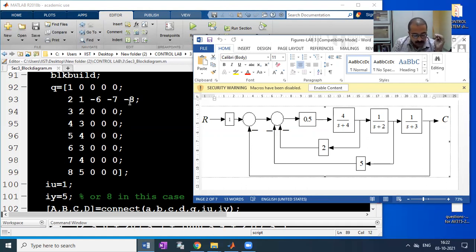Of course, you can write this in any order. You can write, say, -6, 1, -7, -8. That is not an issue. The only thing is that you should give the correct block numbers with the appropriate polarities.